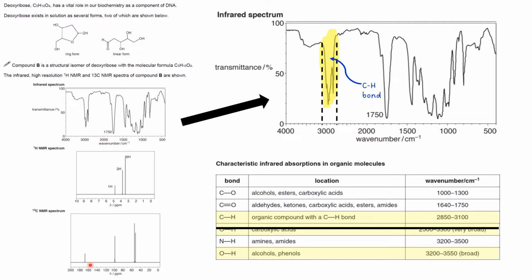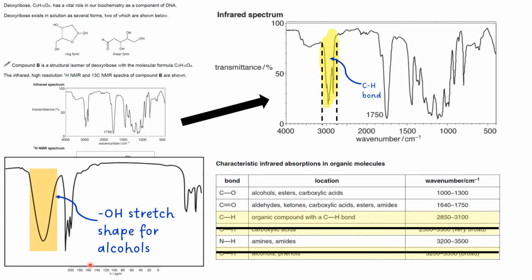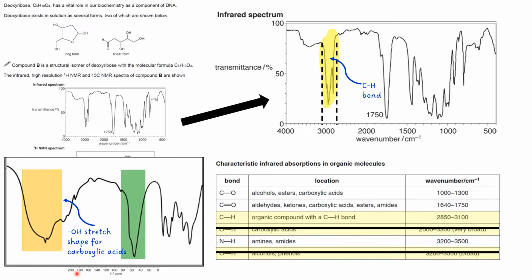So I'm going to cross the carboxylic acid one out. I'm going to cross the alcohols one out. And I'm just going to show you what an OH stretch shape for alcohols looks like. It's got quite a distinct shape like that. It's broader than this one. If we do the same for carboxylic acid, you can see it's broader still. That's why it says very broad. So clearly this one here has a different shape to this one here, even though they sit roughly in the same place. That's what confirms it as a CH bond.